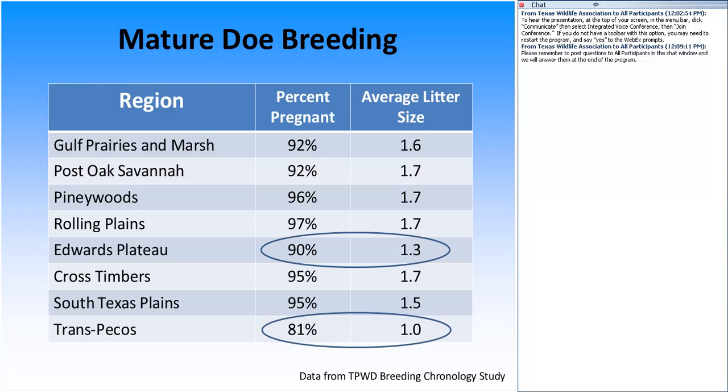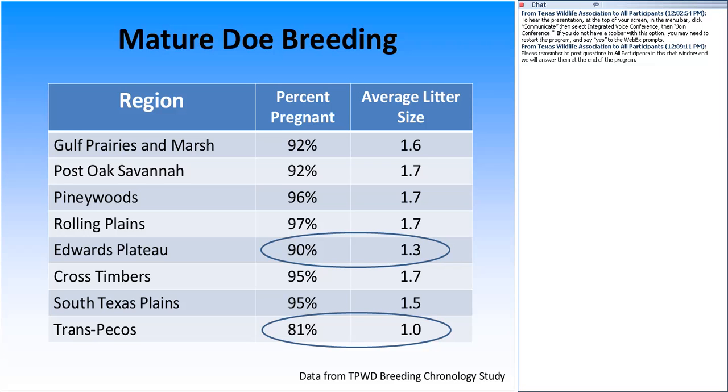So we've got the different regions on the left-hand side of the table there. I've circled the % pregnancy and average litter size for 2 of these regions, the Trans-Pecos and the Edwards Plateau. These data are a little bit different than the other regions. The years that this study was done was particularly dry in the Trans-Pecos, so pregnancy rates were lower than other parts of Texas, and the litter size was low. They averaged 1 fawn per female. That changes if you get adequate rainfall.